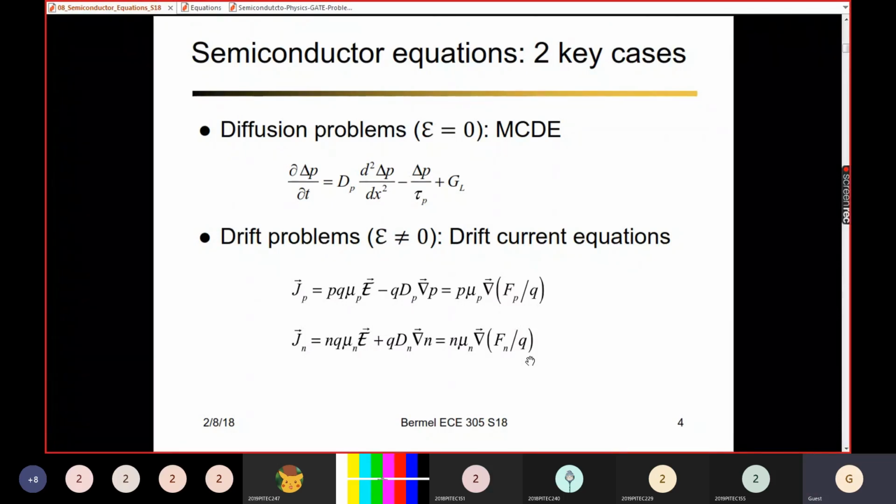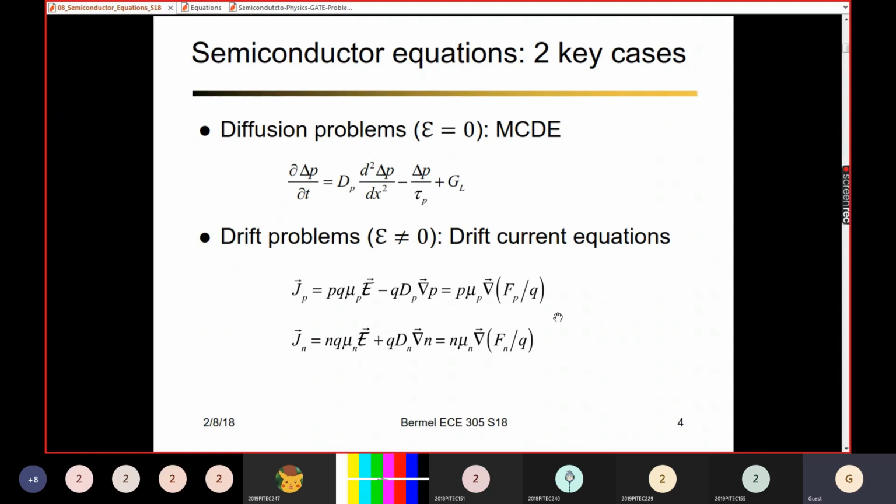Therefore, we will substitute ∂(Δp)/∂t equal to 0. And in the GATE question paper, they have given you the values of GL. For this GL, you have to solve this particular equation. Automatically, GL is equal to Δp divided by τp, by assuming the initial condition. But here, the drift problem condition is entirely different. You can see there, the drift condition which is given here is entirely different.